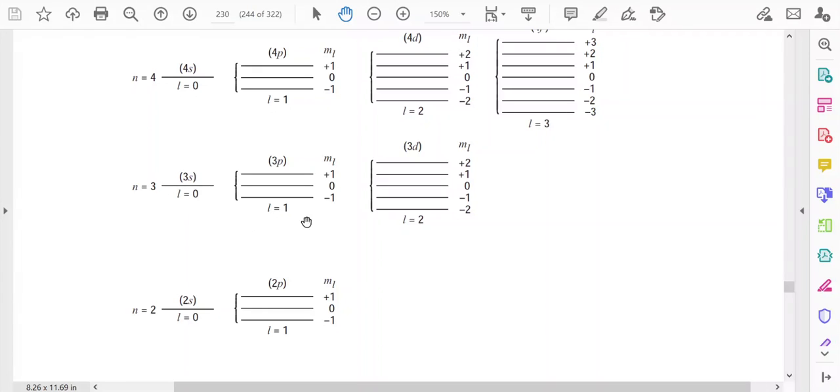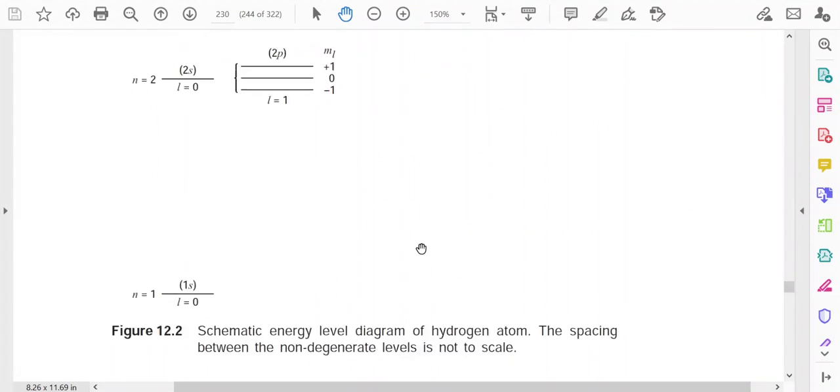So, for L equal to 1, the value of ml will be plus 1, 0 and minus 1. So, 3 more states will be there, and for L equal to 1, we will say that P state, 3P is given for n equal to 3. For L equal to 2, the value of ml will be starting from minus 2 to plus 2. That means minus 2, minus 1, 0, plus 1 and plus 2. And as L is equal to 2, we will say D states. 3D is for n equal to 3. So, in this way we can divide different states for n equal to 3.